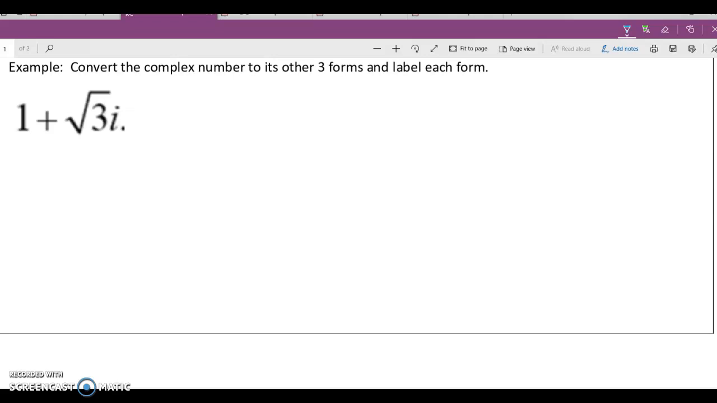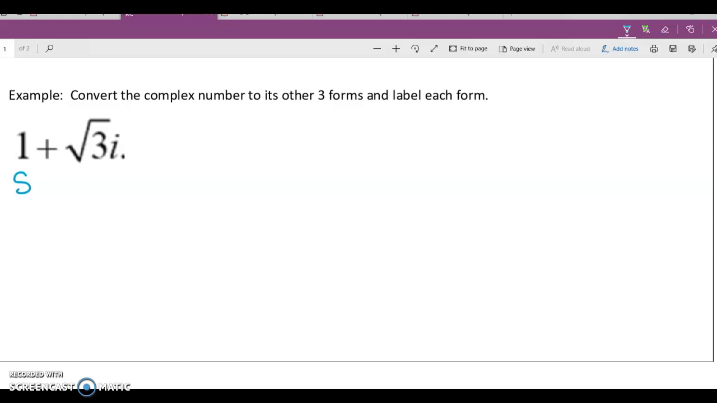So for this example here, this is in what form? Standard form.